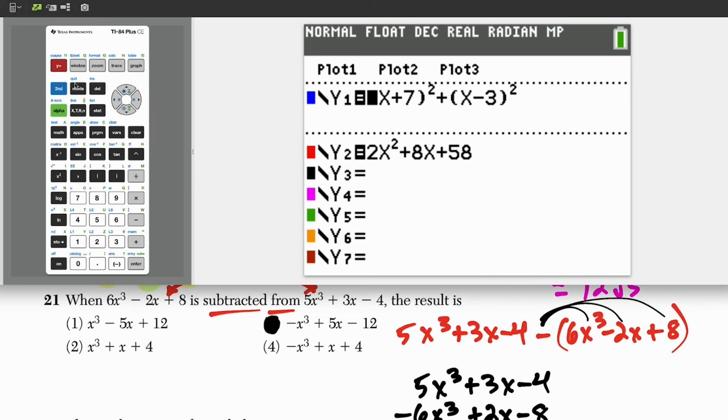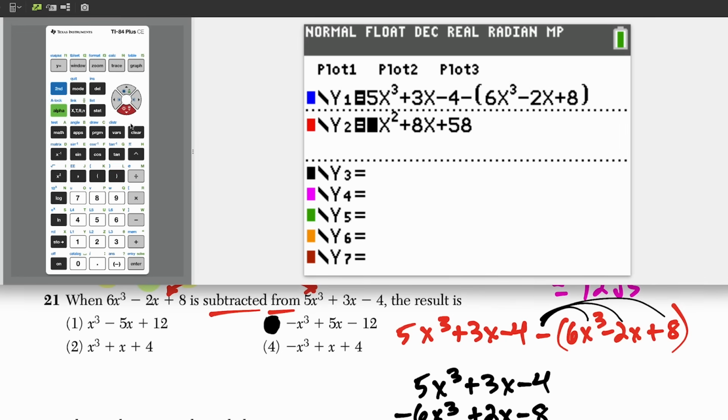If you want to check your answer to this question or just answer all of it in the calculator, you could just do 5x to the third plus 3x minus 4, and we're subtracting with parentheses here 6x to the third power minus 2x and then plus 8. Then I close the parentheses, and in the y2 spot, I plugged in our correct answer. We have minus x to the power 3 and then plus 5x and minus 12.